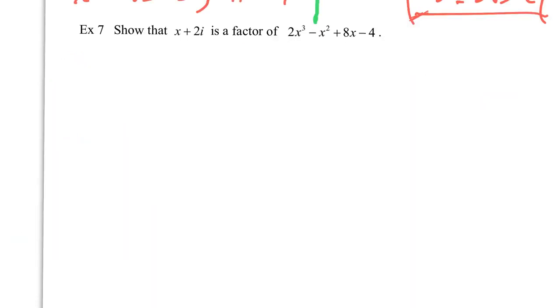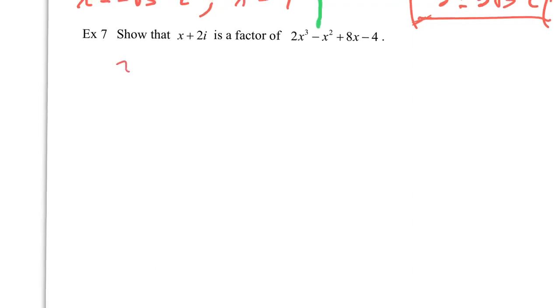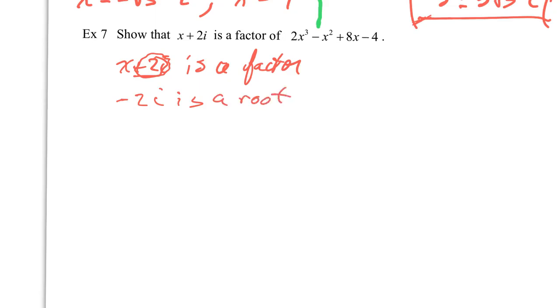Okay, so we're going to show that x plus 2i is a factor of this 2x cubed minus x squared plus 8x minus 4. If x plus 2i is a factor, then it seems to me that negative 2i plugged into this equation should give us 0. Now, let's say that again. If x plus 2i is a factor, then it seems reasonable that this value, if I set it equal to 0, is a 0 of the function. So it should be that negative 2i is a 0. We'll call it a root, not a 0. That sounds better.